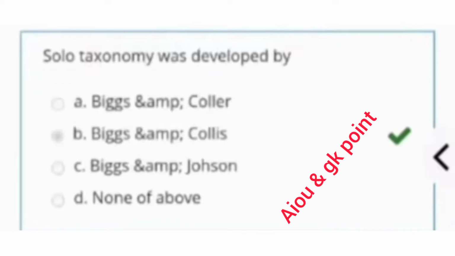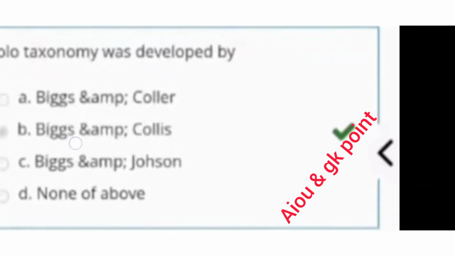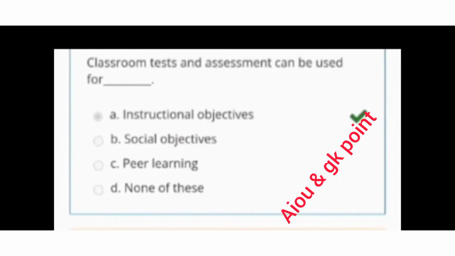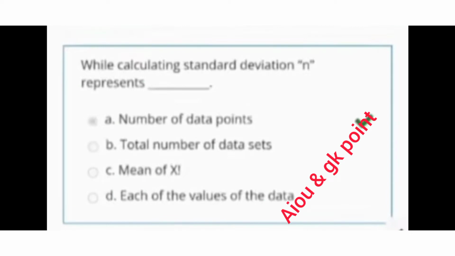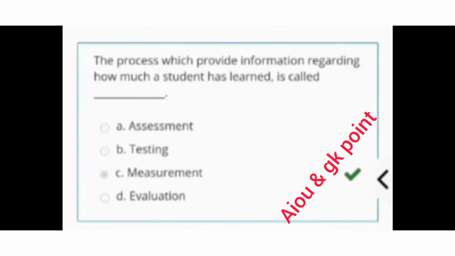Solar taxonomy was developed by. Correct option B. Classroom test and assessment can be used for dash. Correct option A. Instructional objectives. While calculating standard deviation and represent. Correct option A. Number of data points.